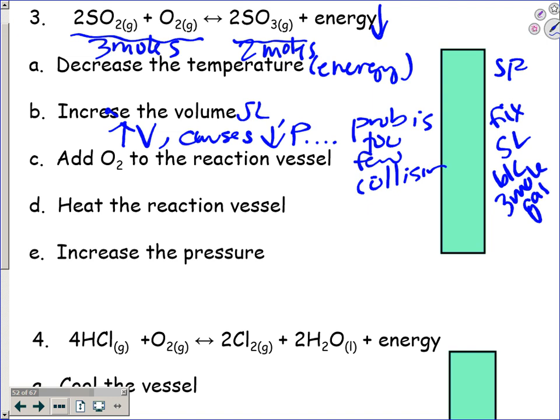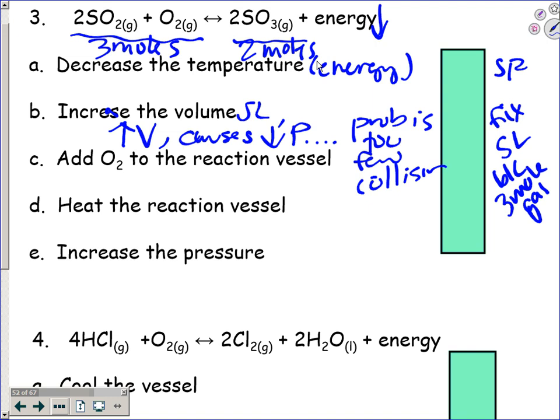So if there's more moles of gas, that's where it shifts to, if the problem is too few collisions. If the problem is too many collisions, oh no, I've got to find a way to get fewer collisions, so we go to the fewer moles of gas. Okay, very good. Good thought process here, guys.